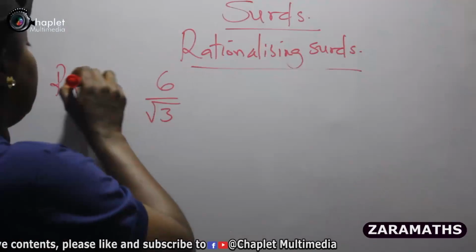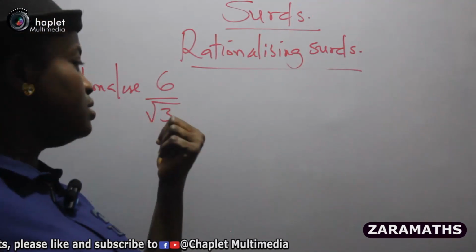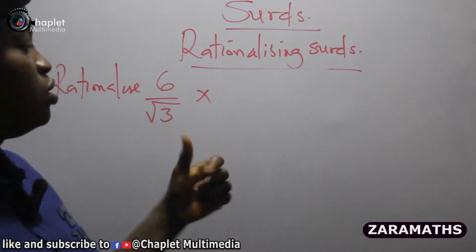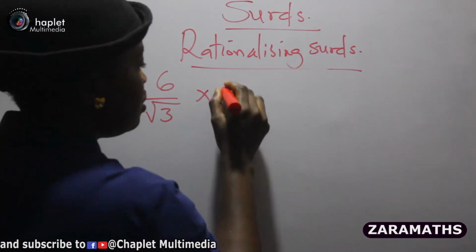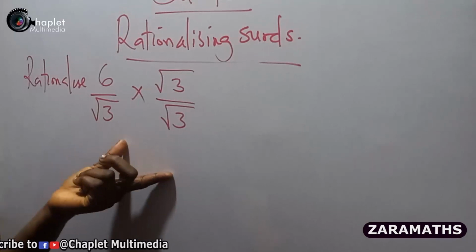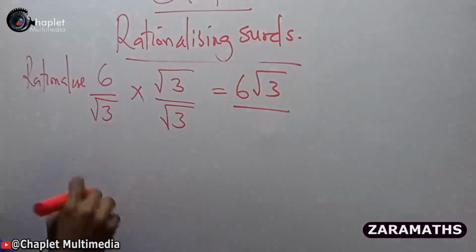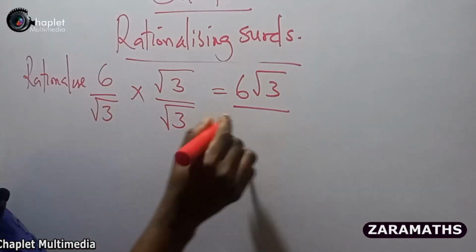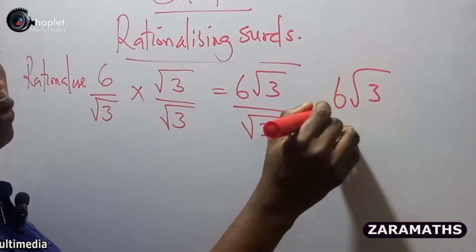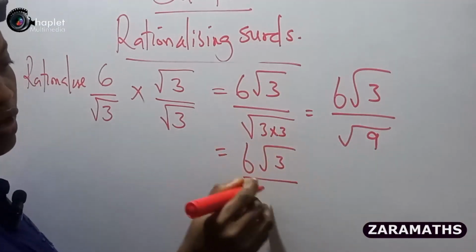So now to rationalize this, we are going to convert this √3 to a rational number. To do that, we multiply both the numerator and the denominator by the denominator, which is √3. So 6 times √3 will give us 6√3 over √3 times √3 will be what? This becomes 6√3 over √9, to give us 6√3 over 3.